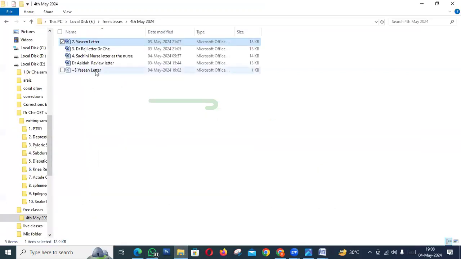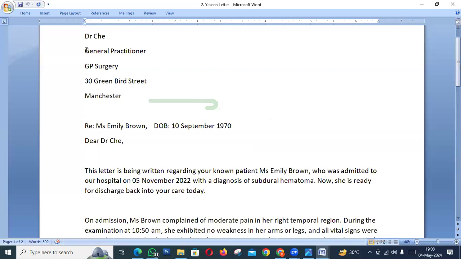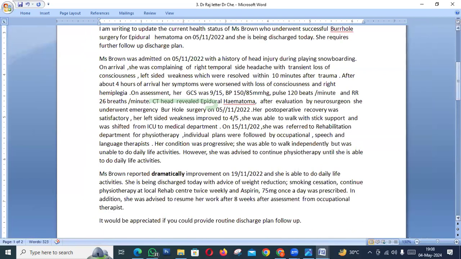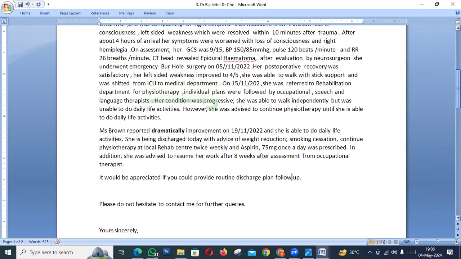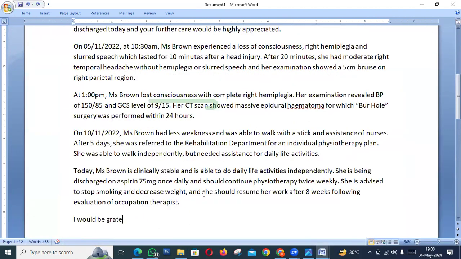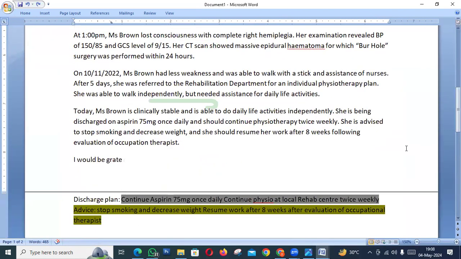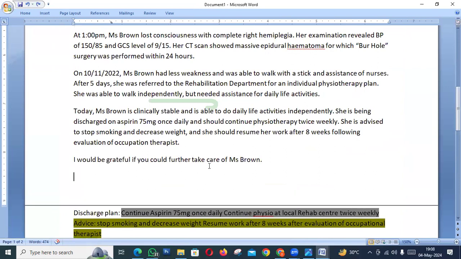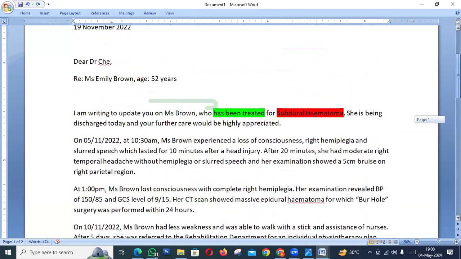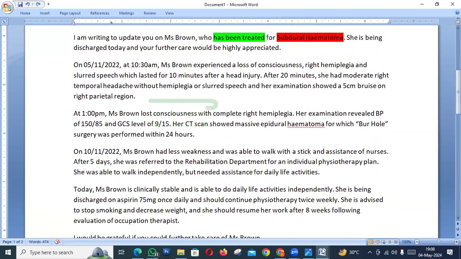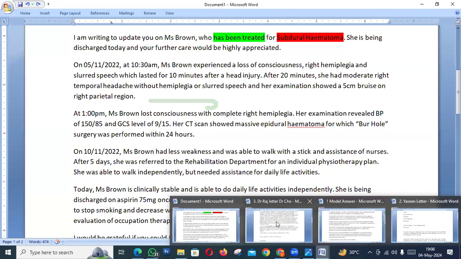Okay, sir. I will mark your letter. Excuse me, sir, what about the closing of the letter? We didn't discuss it. Yeah, I have written a closing. I would be grateful if you could further take care of Mr. Brown. That would be fair in this. If you want it in detail, I have explained on my YouTube channel how to write a conclusion, how to write a purpose, these things. But now we have short time.